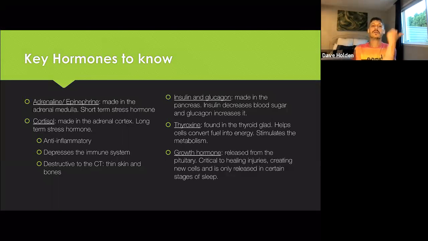Key hormones to know: adrenaline and epinephrine, same thing. These are made in the adrenal medulla, the core of those adrenal glands on top of your kidneys. This is a short-term stress hormone. Cortisol is made in the cortex, on the outer layer of the adrenal gland. It is your long-term stress hormone.